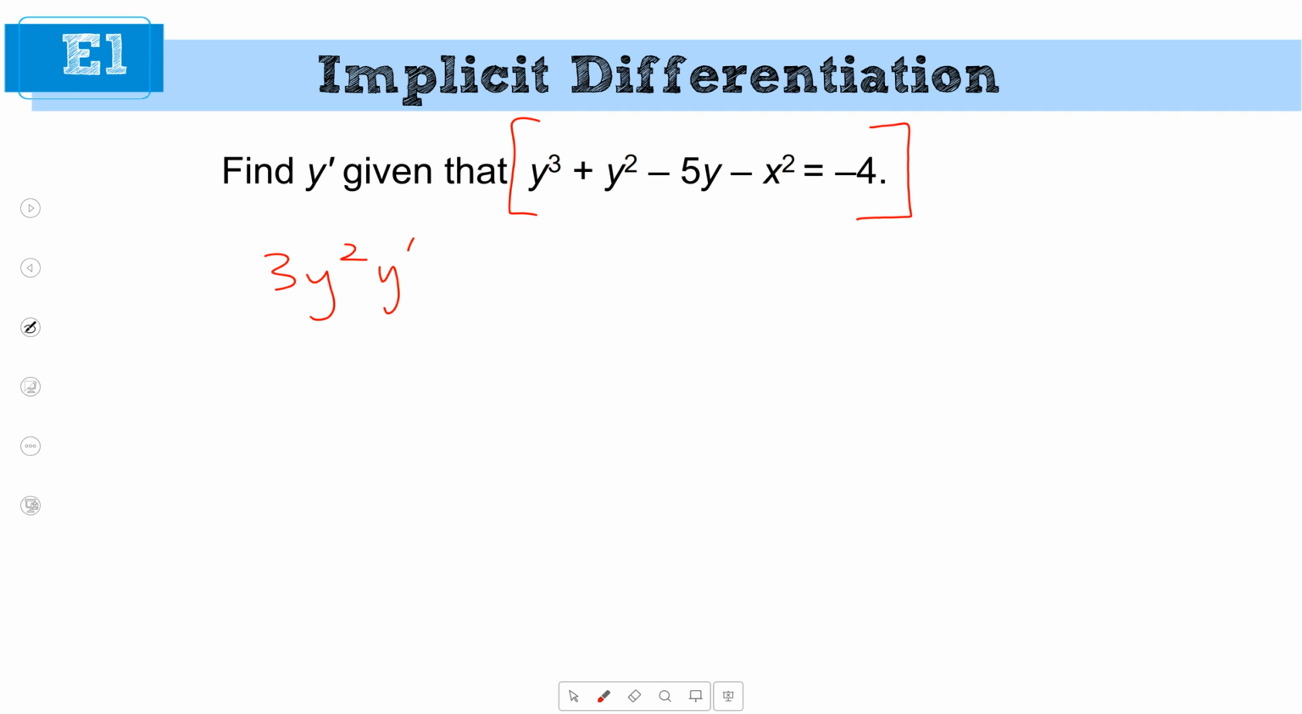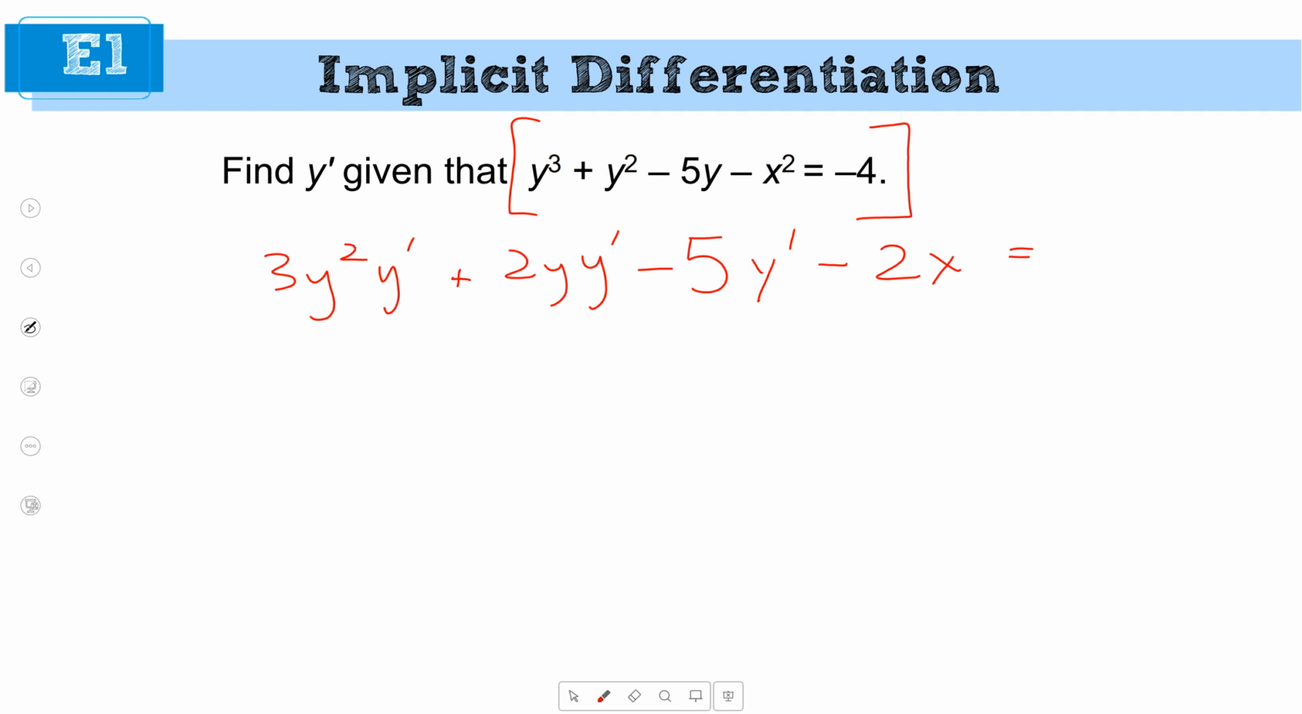What's the derivative of y squared? 2y. Beautiful. And I took the derivative in terms of x of a y, what must I include? You just took the derivative of a y. What do I have to include? The y prime. Good. Next one: derivative of 5y is 5. But I took the derivative of a y, so I stick a y prime on there. What's the derivative of x squared? 2x. No y, so it just goes 2x.